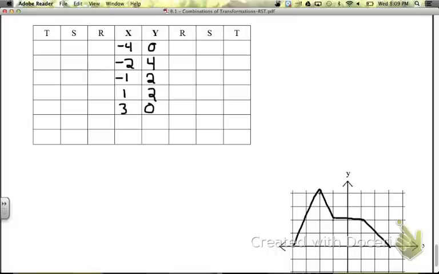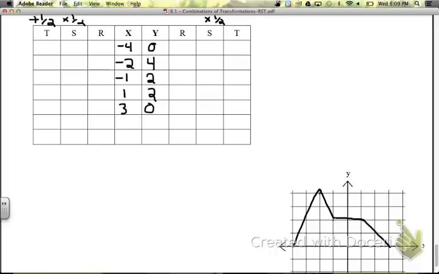Now looking at our transformations here, we first see that it's vertically compressed by a half. So that affects our y value, so we're going to multiply by a half. And then we know we have a horizontal compression by a half, so it affects our x value, so times a half. And then we also know that it's moving a half unit right, so we're going to add a half.